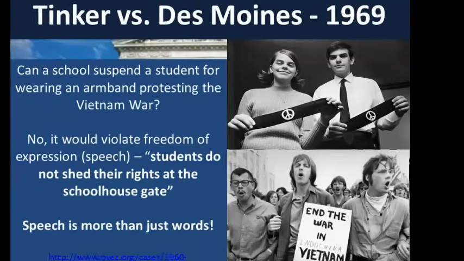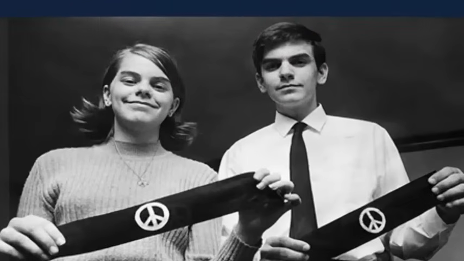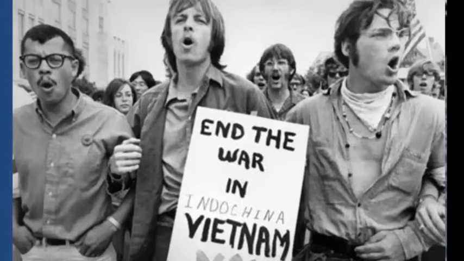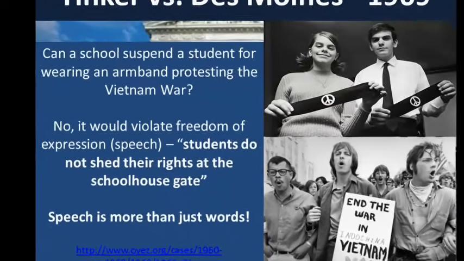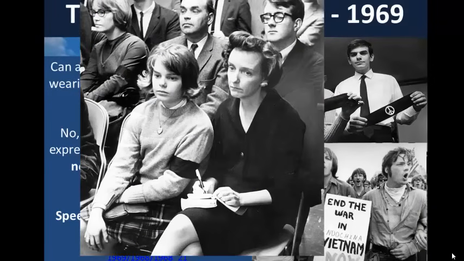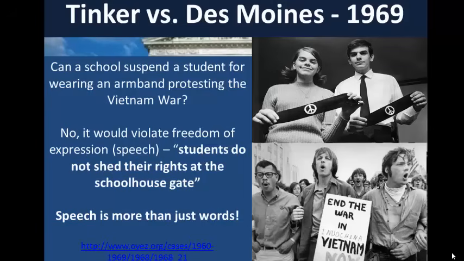Tinker versus Des Moines was the case of 3 students who were wearing black armbands to school to protest the Vietnam War. The students were suspended by the school and sued, claiming their First Amendment rights to free speech had been violated. The court ruled 7-2 in favor of the students.